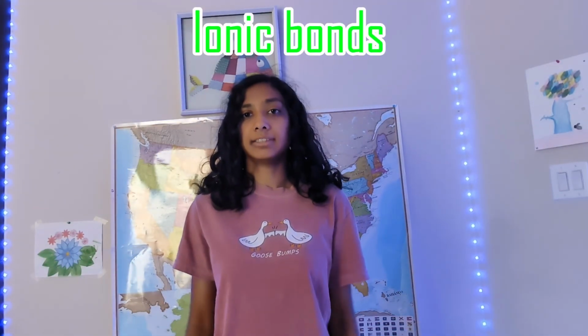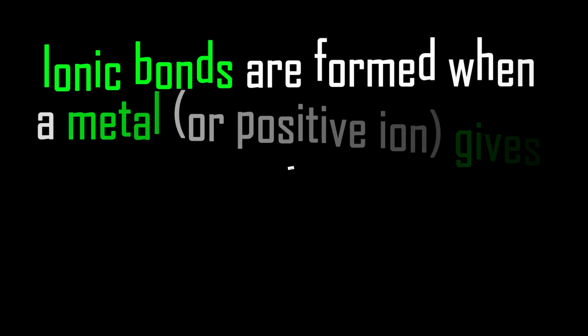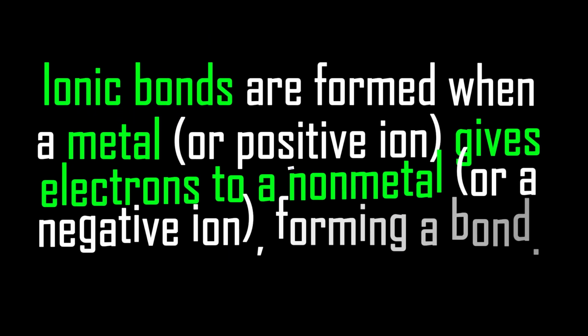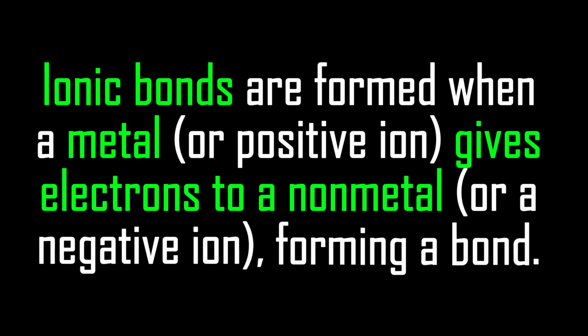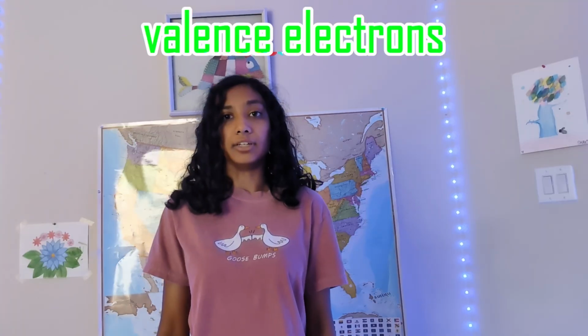The first type of bond that I want to go over is ionic bonds. Ionic bonds are formed between a metal and a nonmetal, or sometimes a polyatomic ion. In an ionic bond, a metal typically transfers some electrons to the nonmetal. But why is that? Turns out it all has something to do with valence electrons.